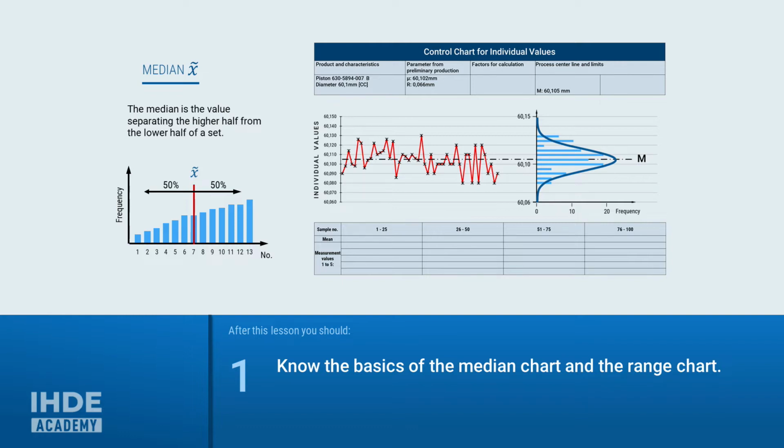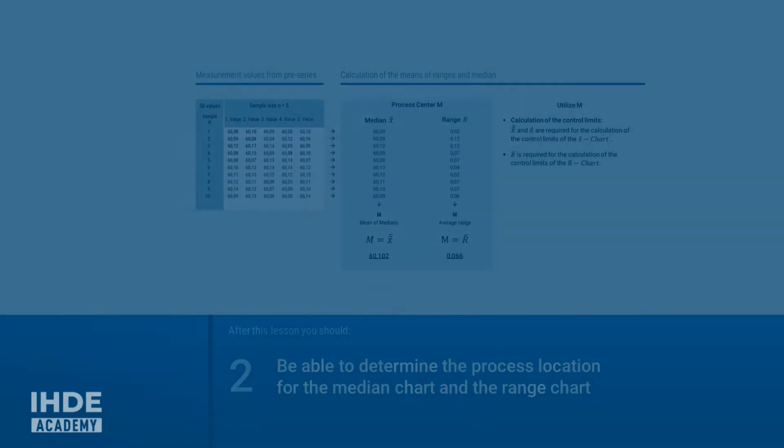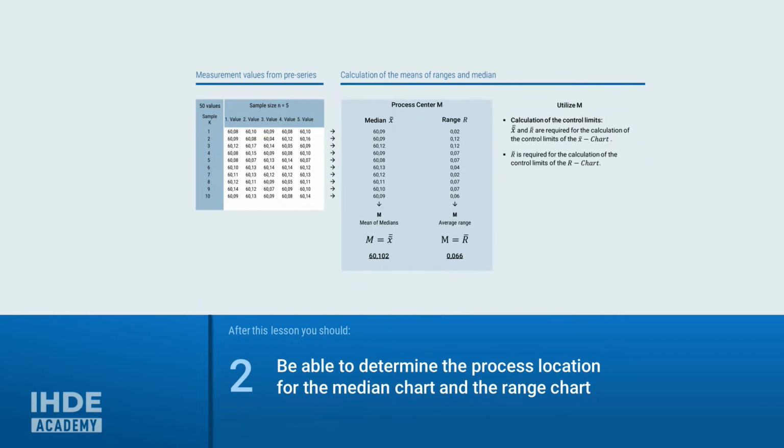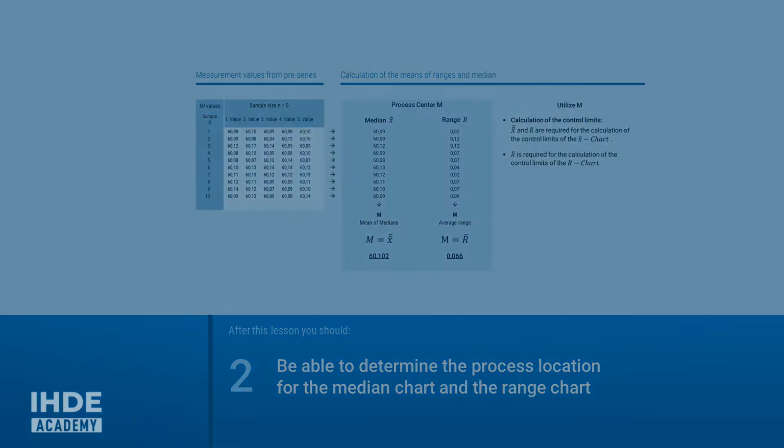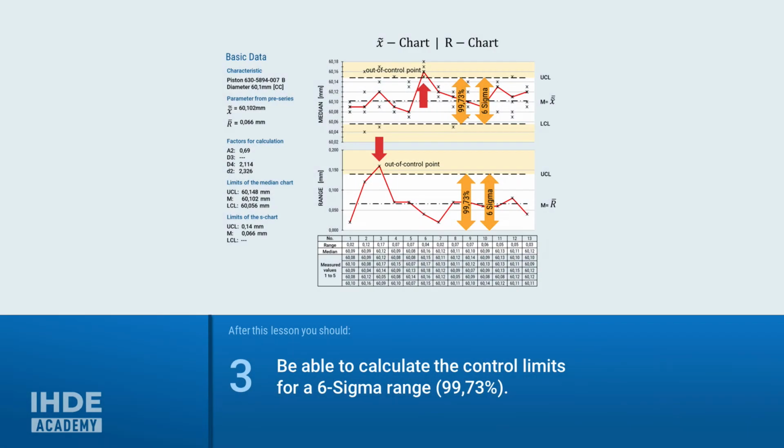So, after this lesson, you should know the basics of a median chart and a range chart. Furthermore, you should be able to determine the process center line of the median chart and that of the range chart based on the data from a pre-series. And almost most importantly, of course, you should be able to calculate the control limits for both control charts.